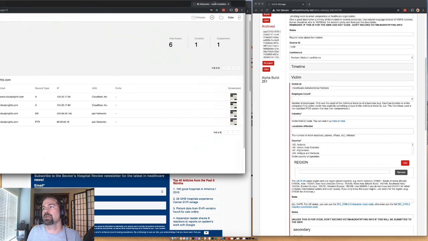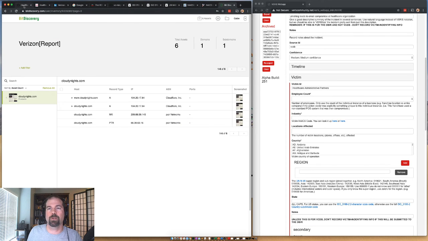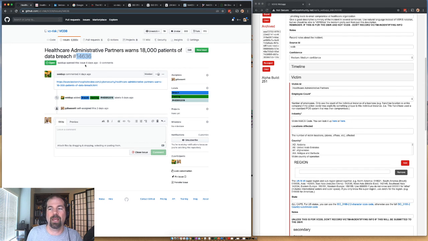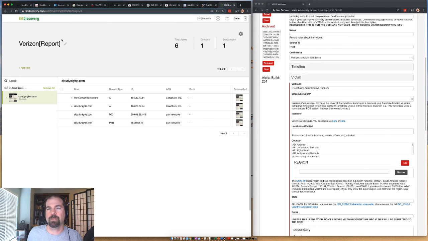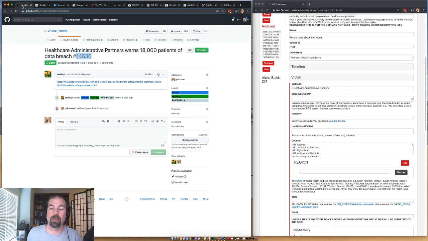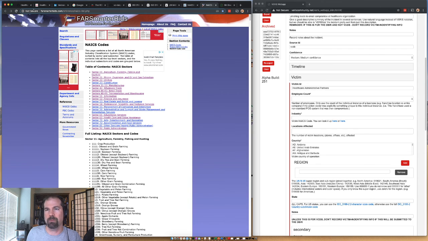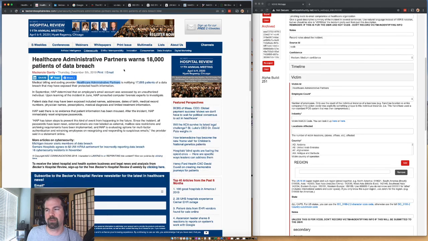One of the things we're going to code as we get into the assets section is we're going to want to try to identify if it's cloud. Working with Bit Discovery, they've loaned me an account I can use to look up domains, which will help tell us whether their architecture is cloud-based or not. And so, okay, 18,000 patients. Industry is healthcare. But what kind of company were they? Health Administrative Partners. I don't know who this company is.